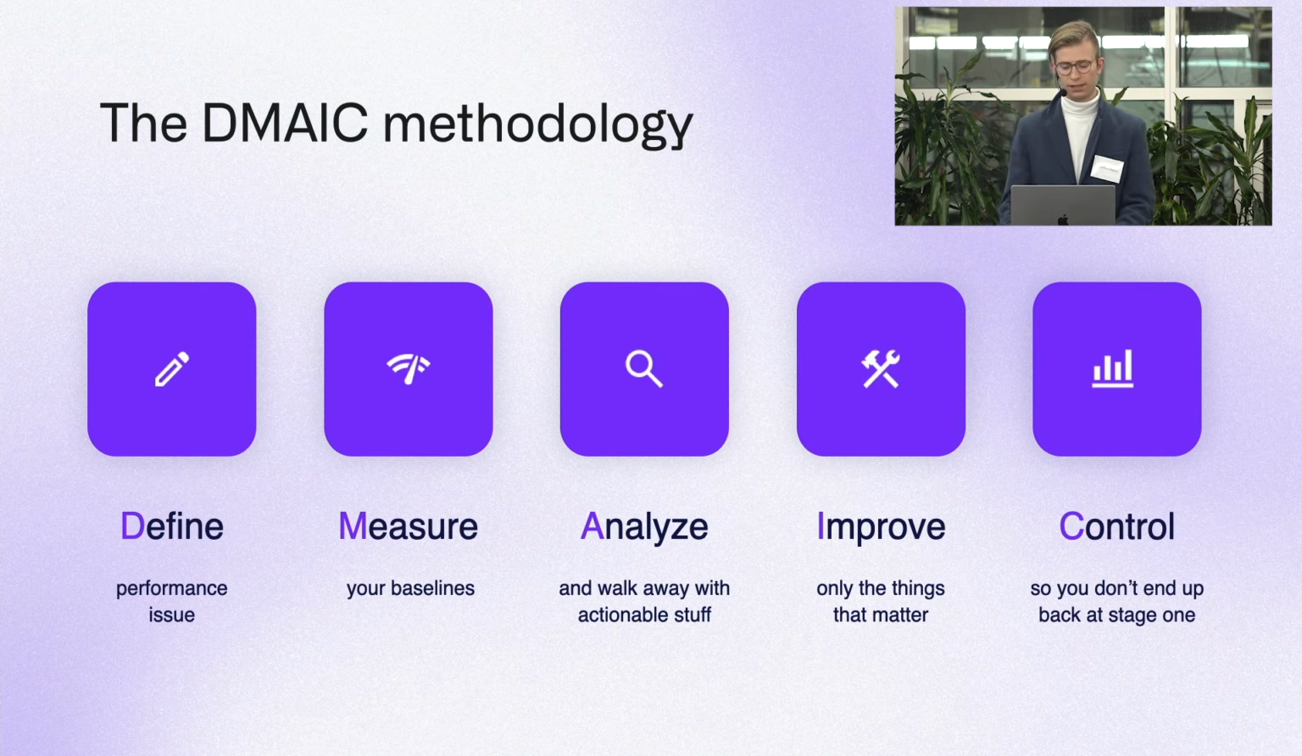Then we have analyze. After we measure and compare, we can walk away with some actionable items that we can improve on, and this is the next thing. We choose the ones that actually have an impact and are important for us. Then we can improve, optimize, and finally, the last step is control, which means that we won't come back to the first square, we won't start over. The improvements that we gain once are not lost in the meantime as we progress with our development.